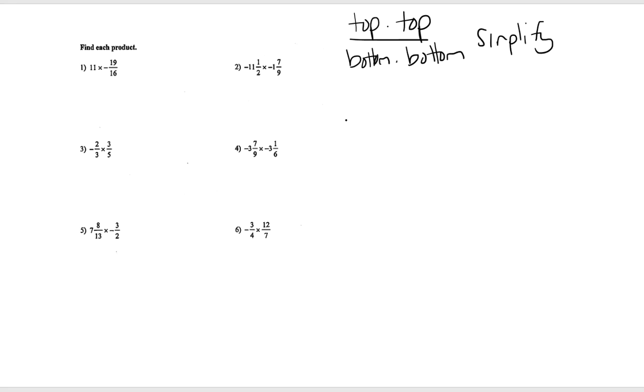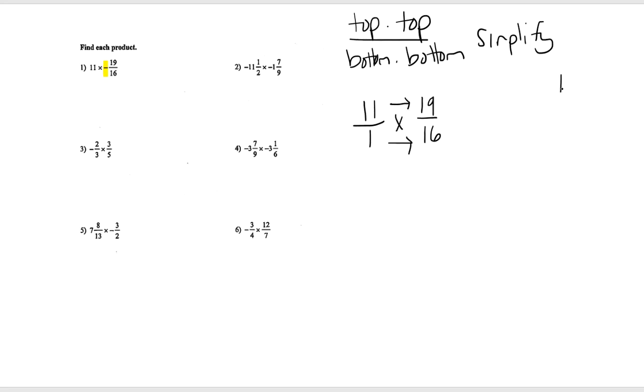So here we go. Let's start with number 1. We have 11 times negative 19 over 16, and we're going to worry about the sign of our answer after we've completed the problem. So we can see that this is a negative 19 over 16. Now, whenever you have a whole number, the way that you make that a fraction is you put that whole number over 1. So 11 divided by 1, that's 11. This makes 11 a fraction. We are going to do top times top over bottom times bottom.